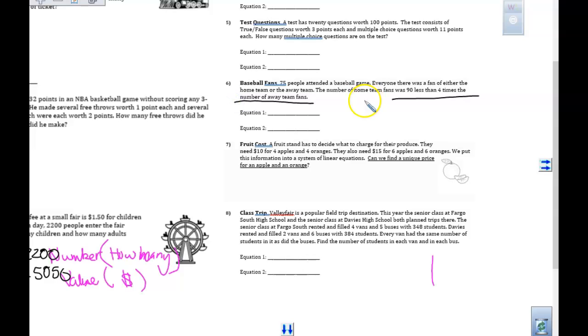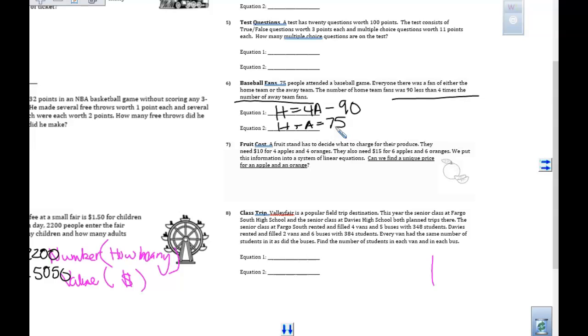If we are looking at it, we might use H for home. So the home fans was 90 less than 4 times the away. What does 4 times the away look like? What do you think, Yad? 4 times the away fans looks like 4A. And then it's 90 less than that, so 4A minus 90. Now together, the home and away, Jared, how many people do we know there was for home and away? 75. So I'm going to write my next equation. It's going to say home plus away equals 75.